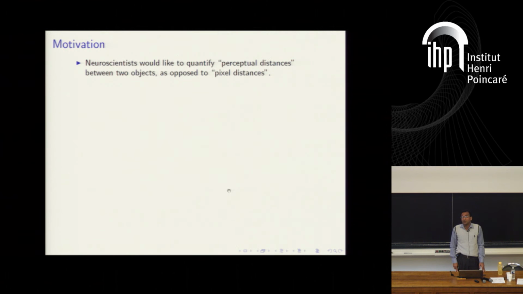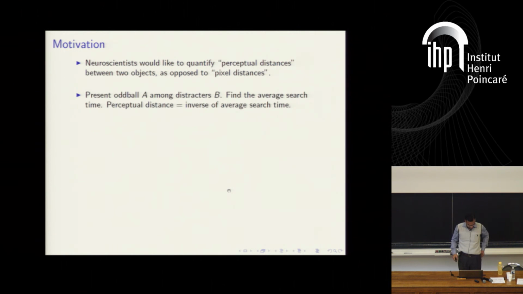So the way these images are represented in our brains, we are able to identify certain images much better than machines which possibly use pixel distances, and there are some others that we find very difficult. Can we quantify these perceptual distances? The way neuroscientists do this is via an ingenious method. They do experiments of the sort that I did at the beginning of this talk. They present oddball A among distractors B, find the average search time, and assign perceptual distance to be equal to the inverse of the average search time.